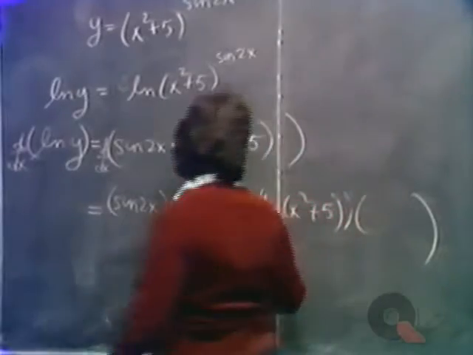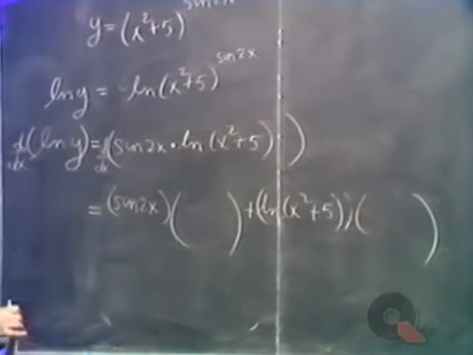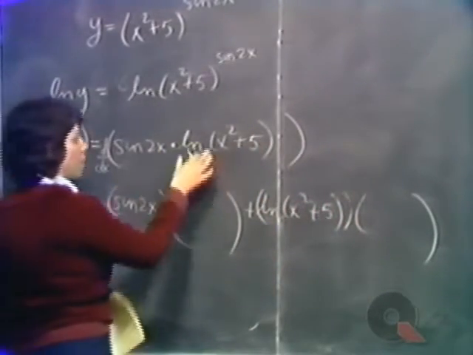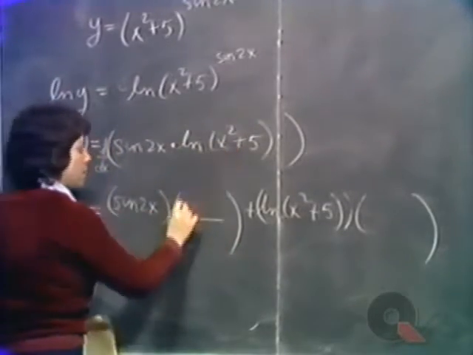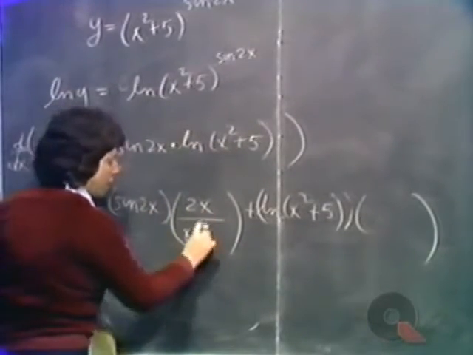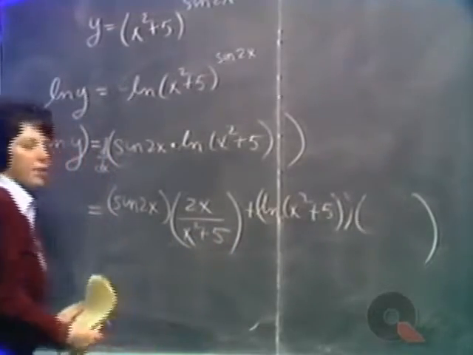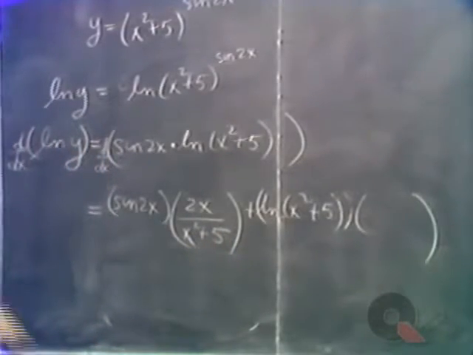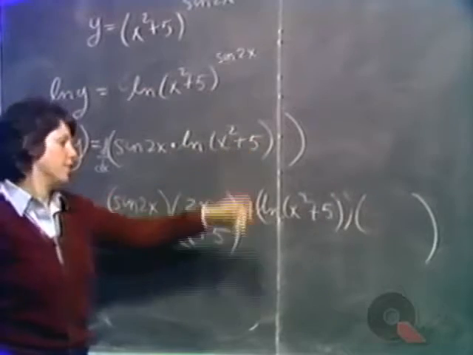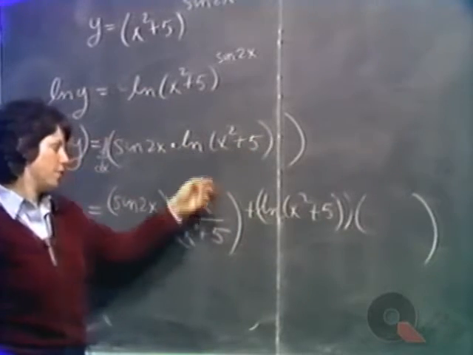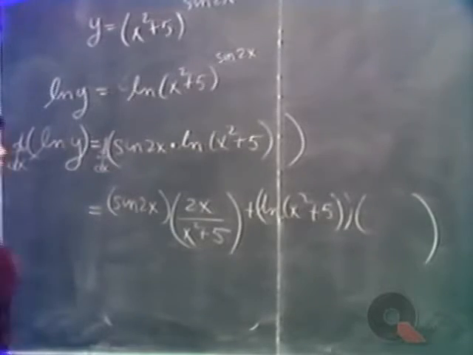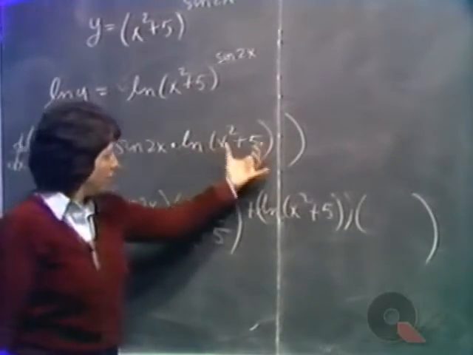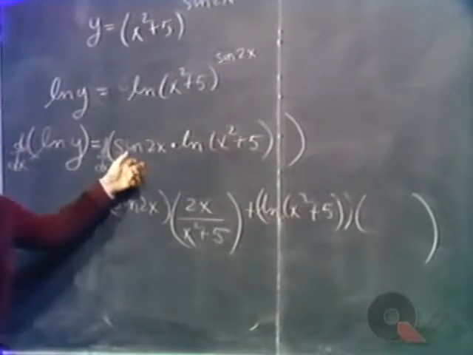First times the derivative of the second plus second times the derivative of the first. The derivative of log of x squared plus 5, of course, is the derivative of x squared plus 5 over x squared plus 5, or 2x over x squared plus 5. Derivative of log of something is the derivative of the something over the something. Plus the second, log of x squared plus 5, times the derivative of the first.